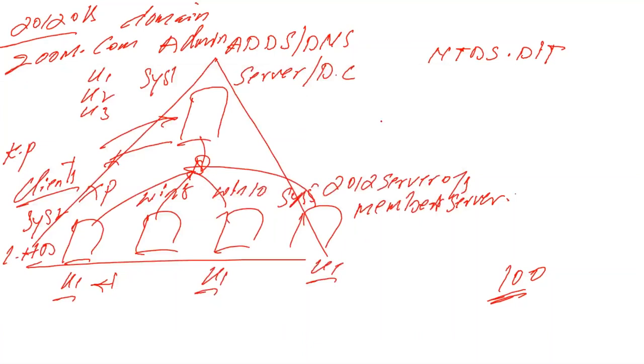So we have confirmed now the system 1 is my DC and system 2 is my client. So as administrator, we have to log on to the server to create the user account. So please write down the steps.